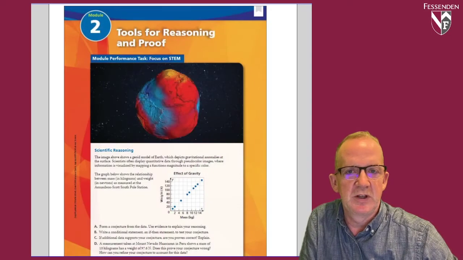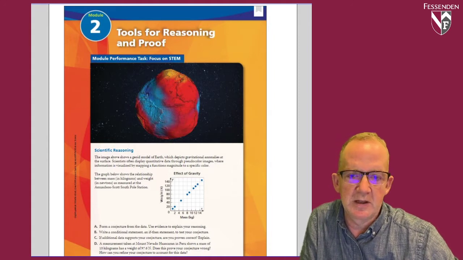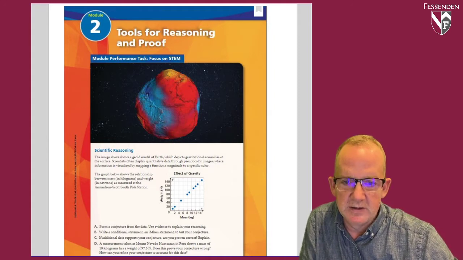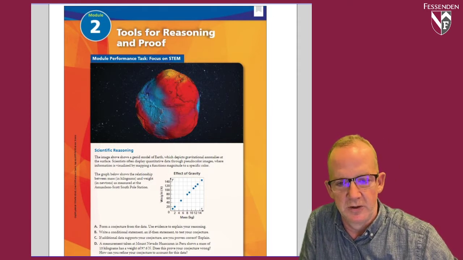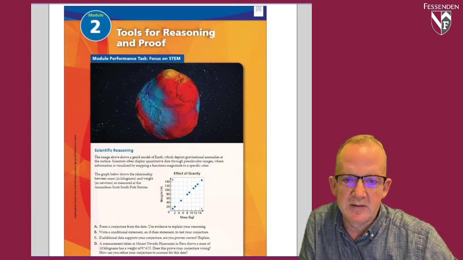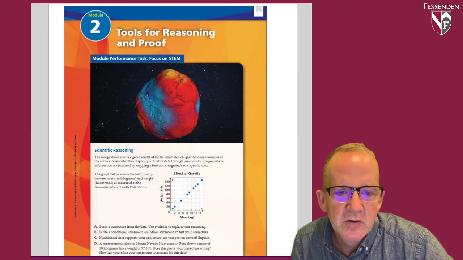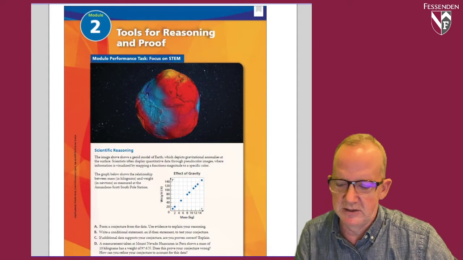But I want to jump into first an overview of a nice problem to introduce us to conjectures and conditional statements. And we can do that by looking at the first page out of your textbook, and it says focusing on STEM and scientific reasoning. And I have to tell you, I read this here and I need a science teacher to help me out because it talks about a geoid model and gravitation anomalies and pseudo color images. It sounded fascinating to me, but really I don't need to dig that far into that.